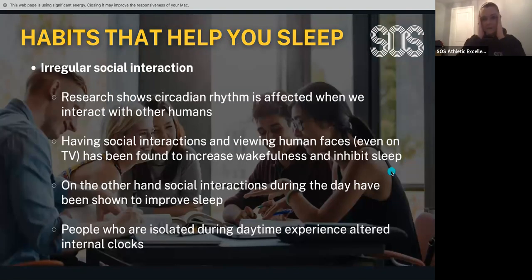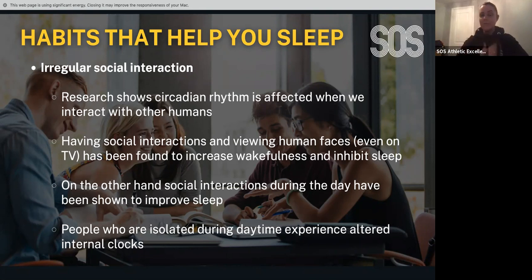And then this is a funky one which I've heard before: social interaction. Apparently our rhythm is affected when we interact with other people. And this doesn't actually have to be face to face with someone. Even just seeing faces on your television, or if you're watching this late at night and listening to us talk right now, just seeing human faces has been found to increase our wakefulness and inhibit our sleep.